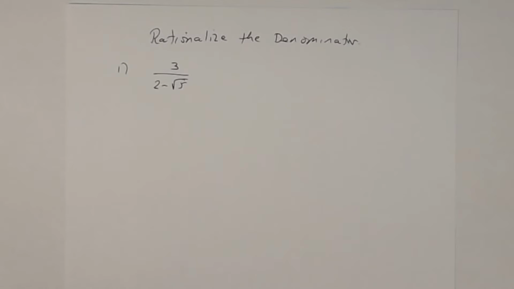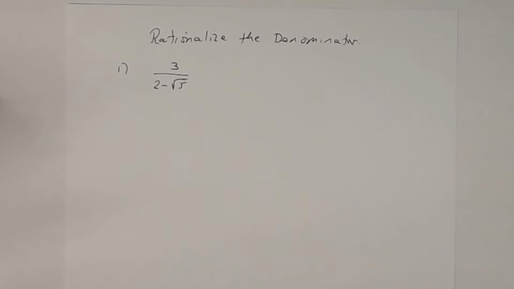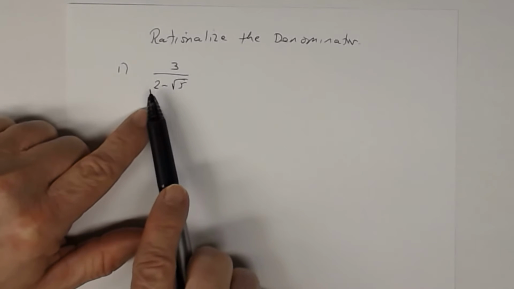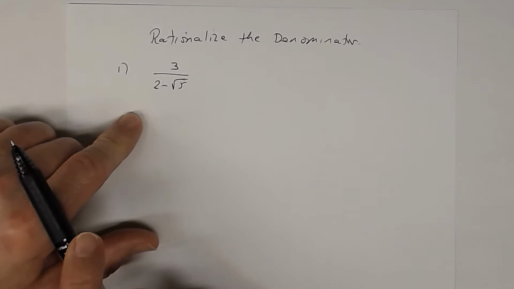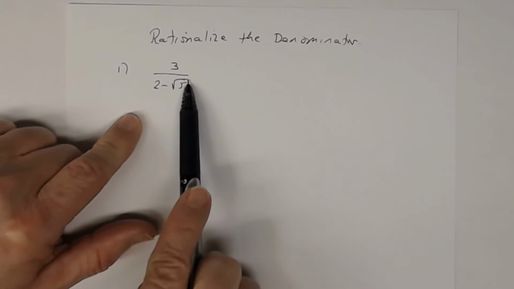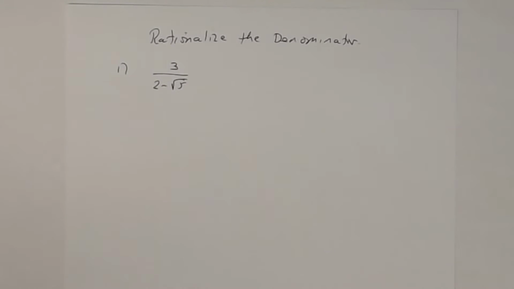Okay, so in this review, we're going to continue talking about rationalizing the denominator. The difference between this problem and the problems we did previously was notice that in this problem you have two terms. You have a 2 and then you have minus the square root of 5. Subtract the square root of 5, right? So you have two terms. So to rationalize the denominator when you have two terms, you're going to use what's called the conjugate.